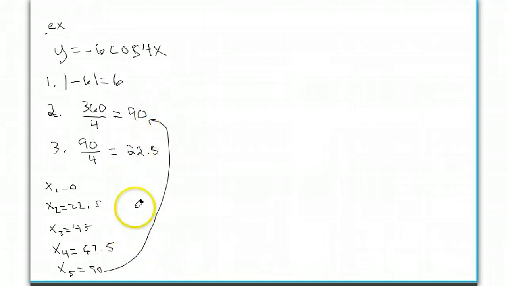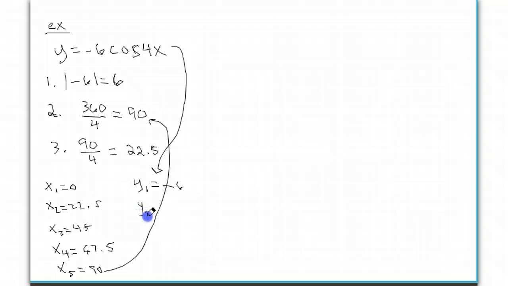Now remember, for each x, we have to have a certain y. So for y1, you look at the actual function that you have and you plug it in. The way you plug it in your calculator is -6 cosine of 4 times 0, because that's what our x1 is. And that gives us -6. So our y1 starts off at -6. For y2, you do the same formula: -6 cosine of 4 times 22.5, and that gives us 0.